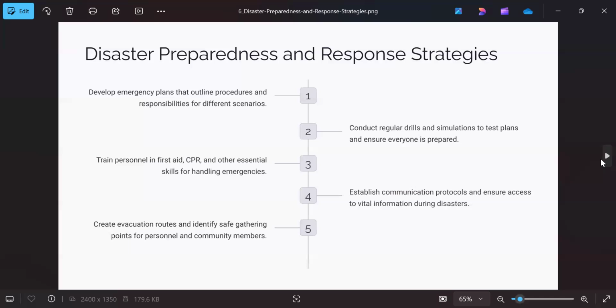Then we have to establish communication protocols and ensure access to vital information during disasters. That means we have to establish rules to ensure access to vital information during disasters. Why disasters occur, what the reasons for disaster are, so that they can be prevented in future. And we have to create evacuation routes and identify safe gathering points for personnel and community members.